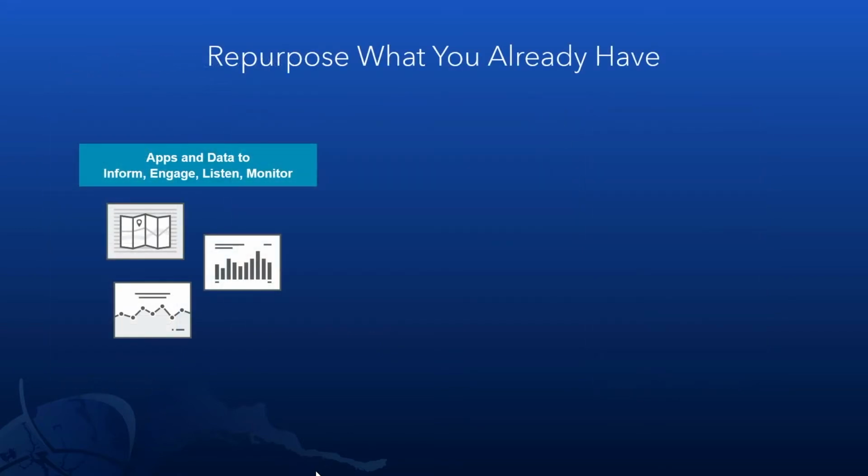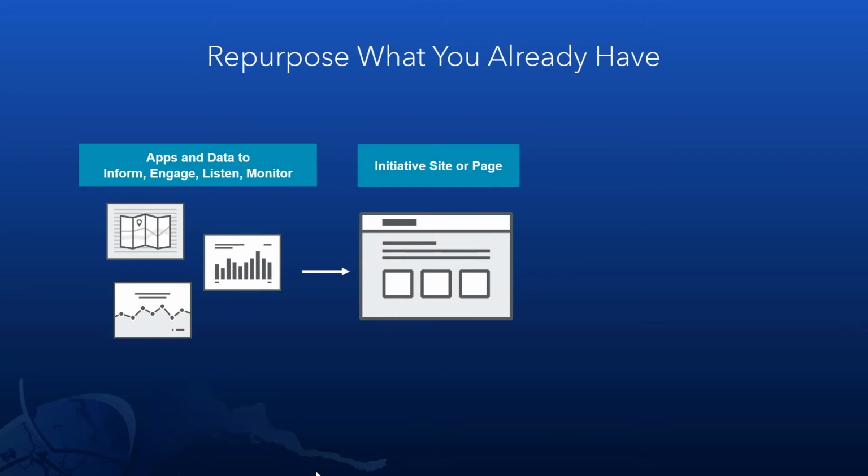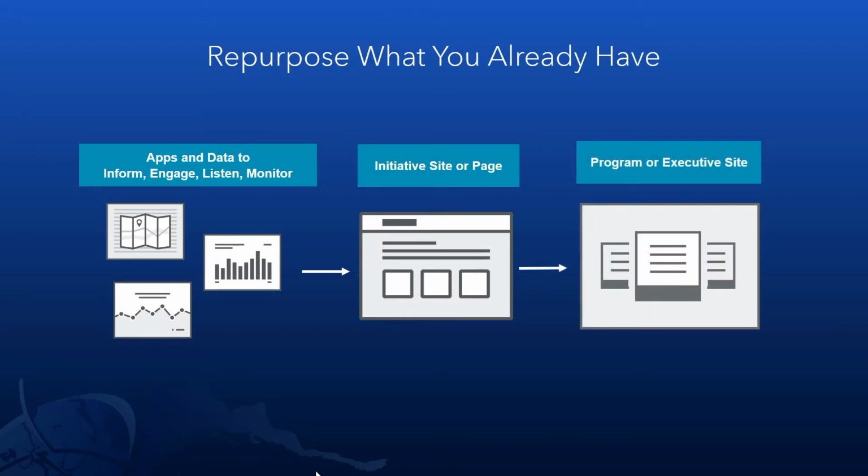if you so choose. Now, the fourth way of using Hub is really from an initiative perspective. And the good news here is, to get started with this, you can really think about how you can repurpose what you already have. How can you take your apps and data that you may already have as a part of your ArcGIS Online org and really configure those in an initiative site or page that connects with your program goals or the goals of the leaders of your organization.